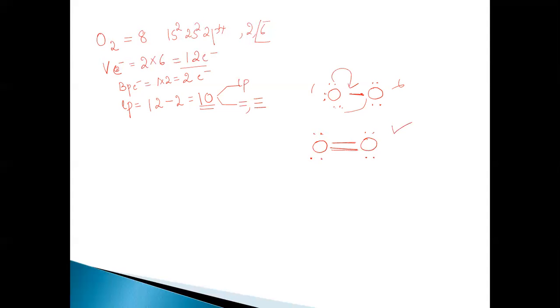1, 2, 3, 4, 5, 6, 7, 8 for this, and 1, 2, 3, 4, 5, 6, 7, 8 for this also. So now we'll try writing this for a charged ion. For example, we take the hydronium ion here.